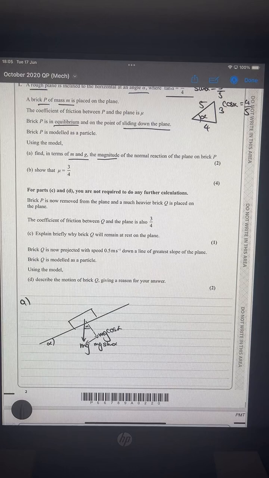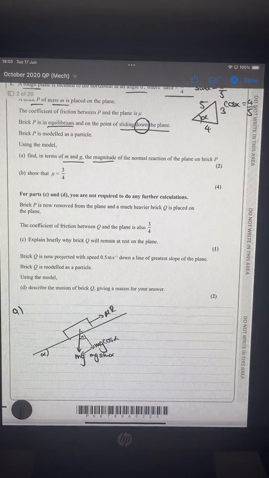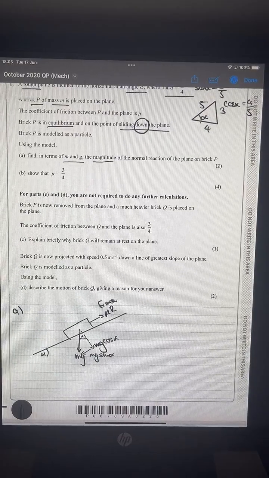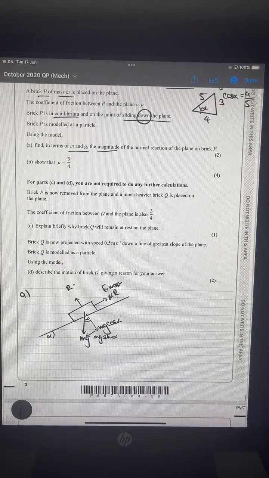Now, I know that it is on the point of sliding down the plane, which means that friction acts in the opposite direction to the motion. So friction will be acting this way, mu R, and you've got the maximum friction. And we've also got the normal reaction force over here, which is R.